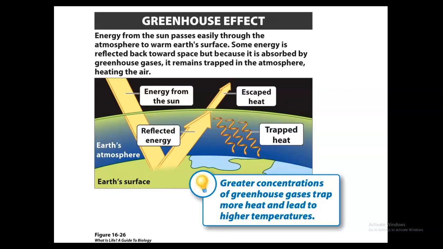With this, we have energy from the sun coming in. It's going to pass through the atmosphere and warm the Earth's surface. Some of that energy is going to be reflected back towards space and escape the atmosphere. And then some of the energy is going to be absorbed by greenhouse gases and remain trapped in the atmosphere, which is going to heat the air. The most important greenhouse gases that we have on Earth are going to be carbon dioxide and methane.